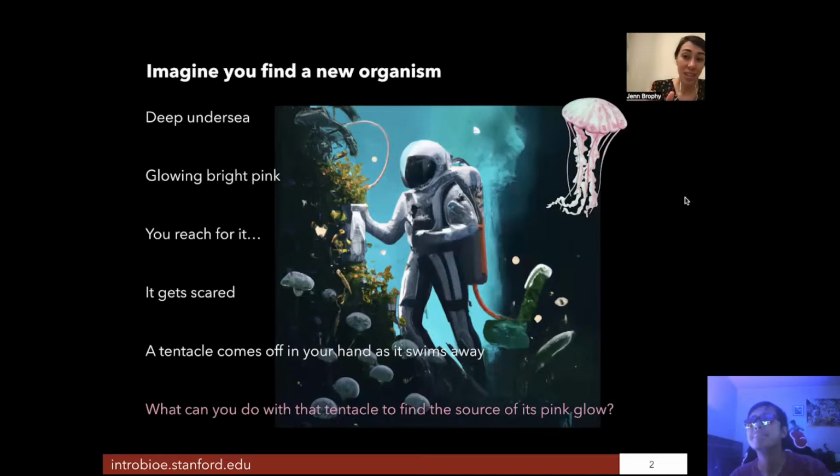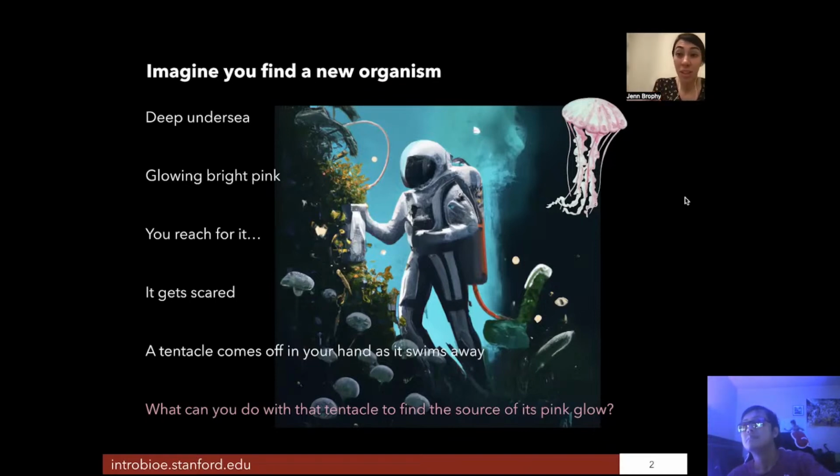But as you touch it, it gets scared and it drops one of its tentacles and swims away quickly, the same way that a lizard might drop its tail when you grab it. It knows that if it releases whatever got your attention, then maybe it can get away faster. So you're left there in the dark now with just this tentacle. It's still glowing a little bit, and you're intrigued.